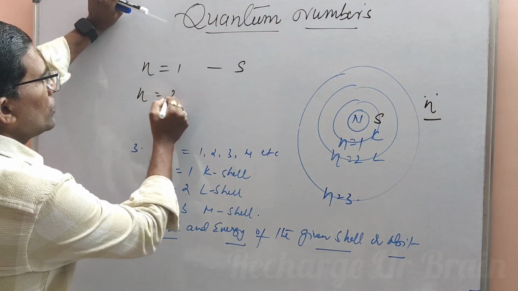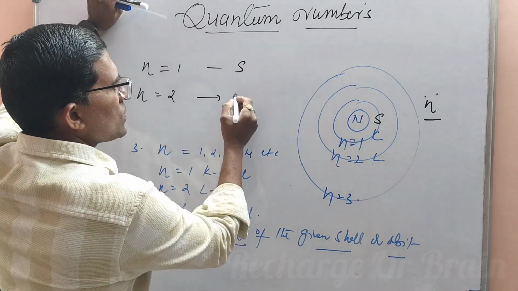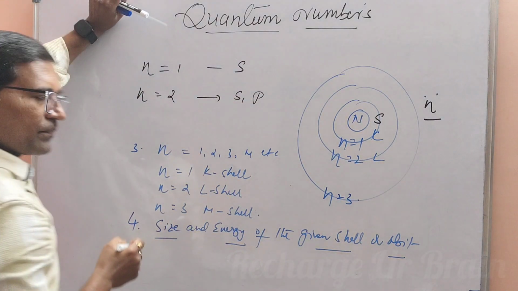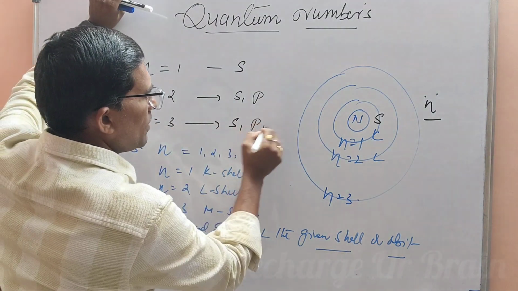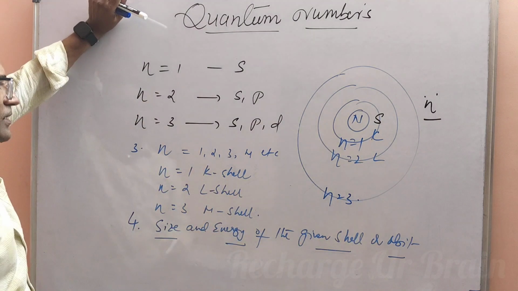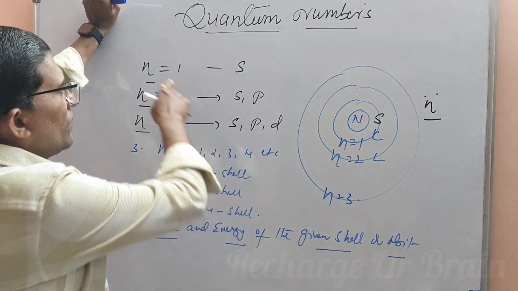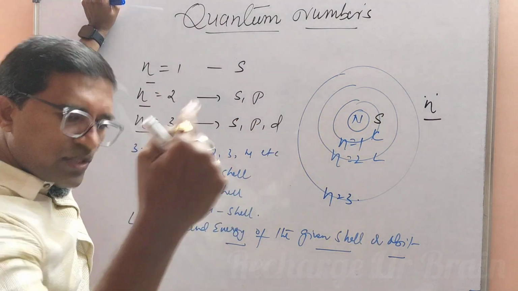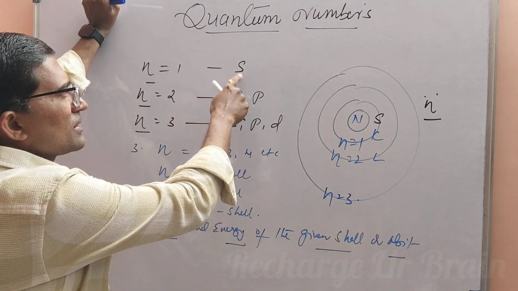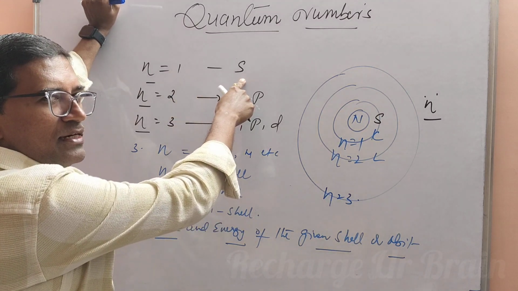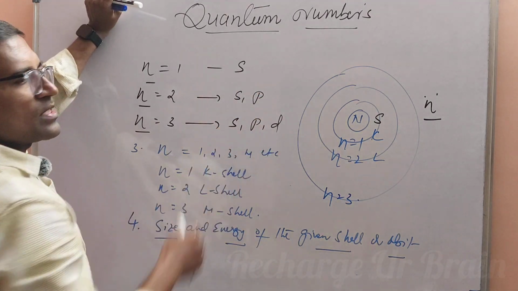N is equal to 2: in the second shell we have 2 subshells, S and P. If I take N is equal to 3, we have 3 subshells, S, P, D. Like that, as the N value increases, the number of subshells equals N. N is equal to 1, the S subshell; N is equal to 2, S and P; N is equal to 3, 3 subshells.